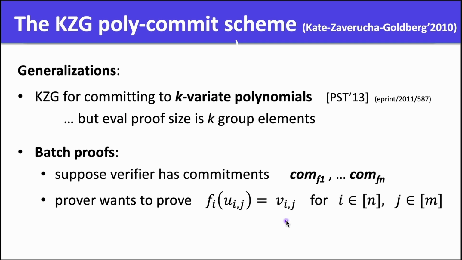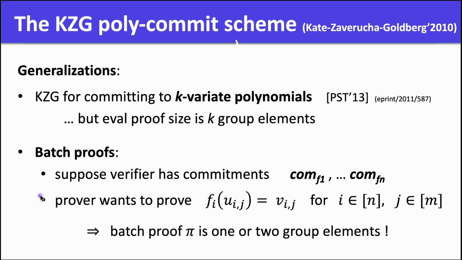Naively, this would take n times m KZG evaluation proofs, so n times m group elements. But it turns out that using these batch proofs, it's possible to prove all these facts using a proof that only takes either 1 or 2 group elements. So we can take like n times m evaluation proofs and batch them into a single very short proof that contains only 1 or 2 group elements.